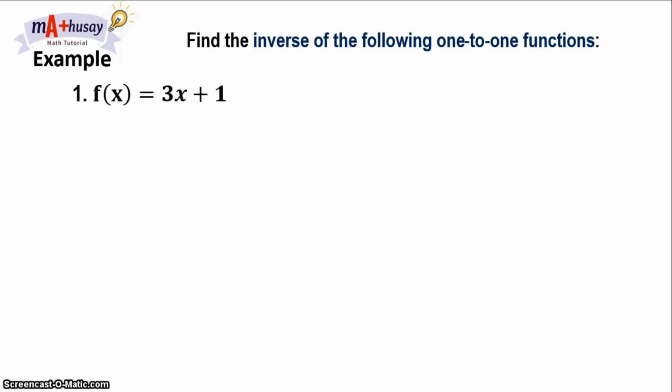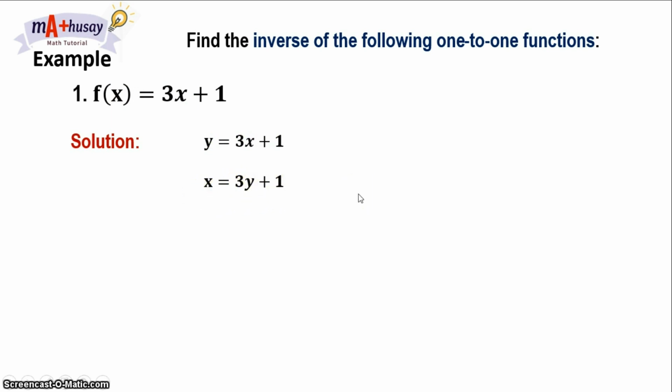Example number 1. Find the inverse of the following one-to-one functions. So, unang given ay f of x is equal to 3x plus 1. So, the first step is you replace f of x by y. So, we have y is equal to 3x plus 1. Ngayon, ang gagawin natin ay i-interchange naman natin ngayon ang x and y. So, we have x is equal to 3y plus 1.